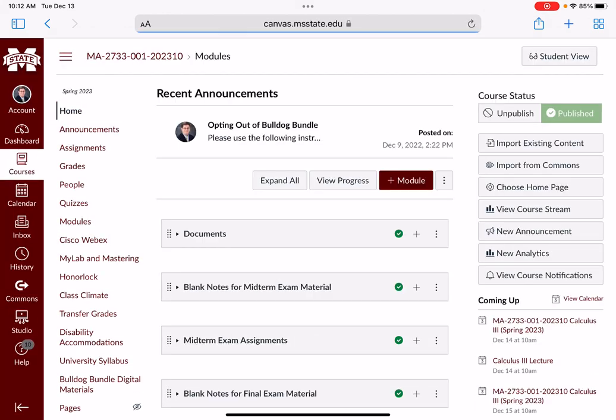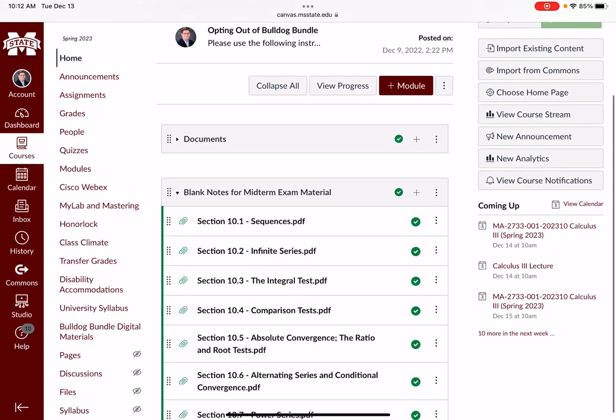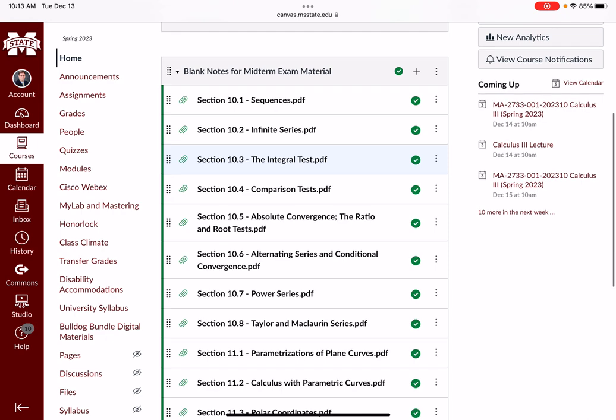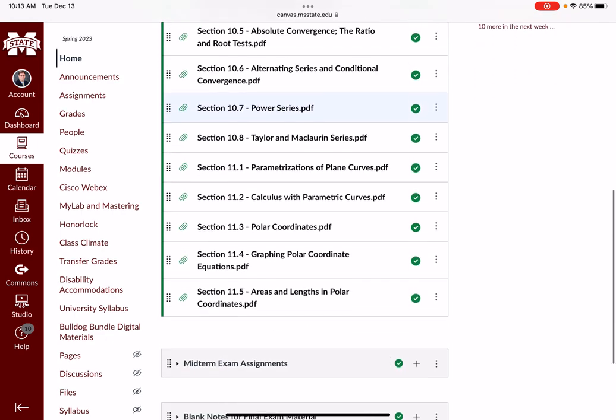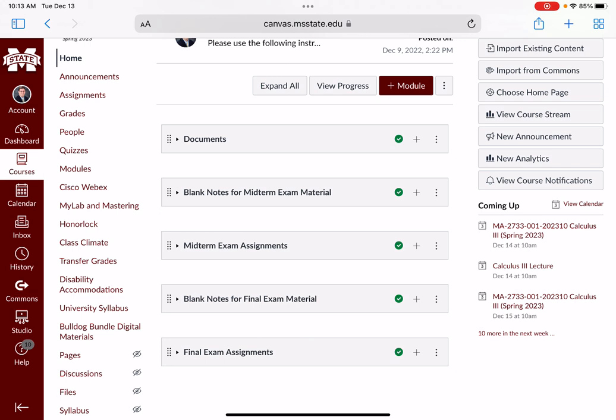Outside of the WebEx module, the other modules, if you're a person who likes to kind of have their notes open ahead of time to see what's coming up, you'll see all of my blank notes are in here. I will also be uploading the worked notes after I actually teach the sections each time. So I'll create a new module that says work notes as well.